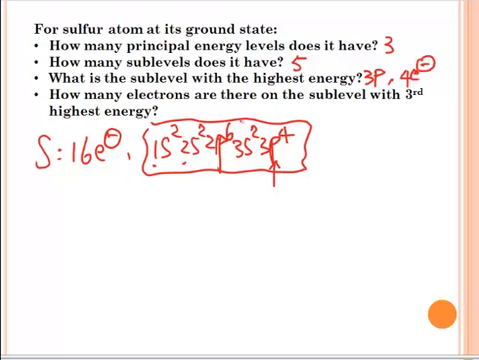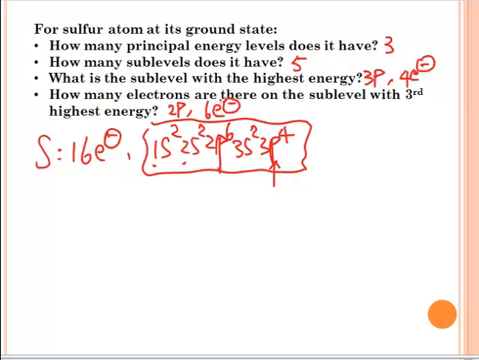Okay, so if this is the highest, what will be the second highest? 3s. And what will be the third highest? It will be 2p. It's the sublevel. And how many electrons are on there? You should have 6 electrons.